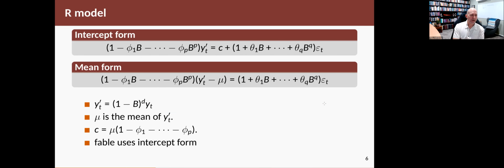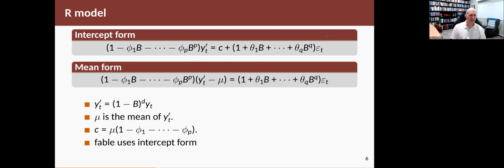There are actually 2 different ways these models get written in various textbooks. There's the intercept form, which is what we're using in this book and what fable uses, which is the top equation here. You apply all of your backshift operators to your y or your differenced y, you apply all your backshift operators to your epsilon, and you put in an intercept C like that.